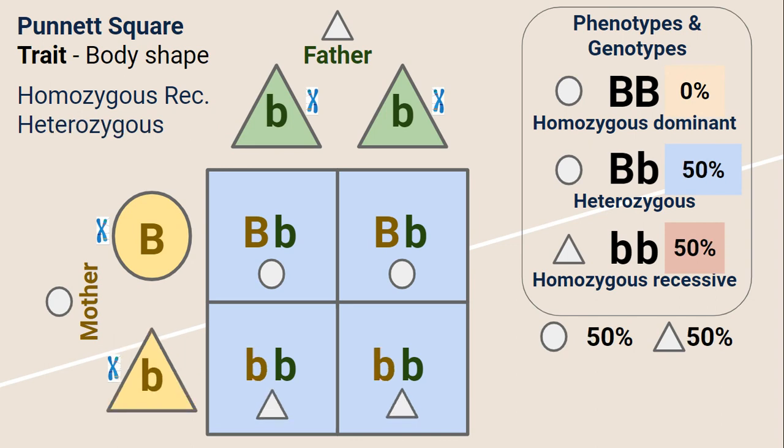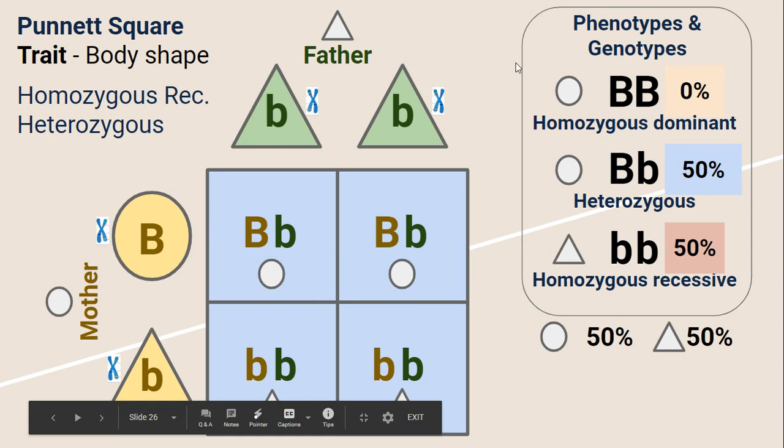Another possibility is a homozygous recessive father and a heterozygous mother. And of course, any of these would be the same if you switched the genotypes of the mother and father. So we could have a homozygous recessive mother and a heterozygous father, and the odds would be the same. So in this case, the child can only inherit a recessive allele from the father and could inherit either a dominant or recessive allele from the mother, giving us a 50% possibility of being heterozygous.